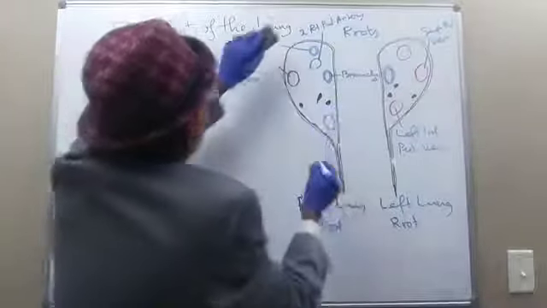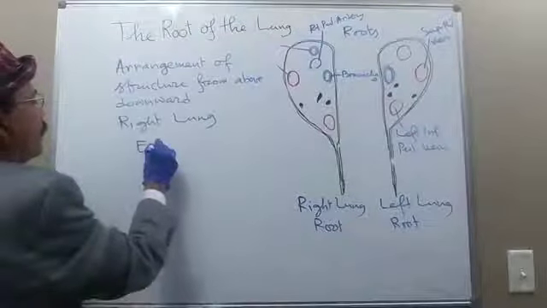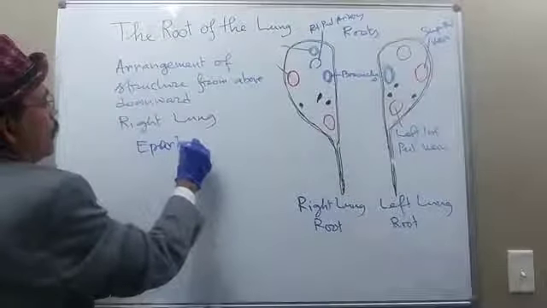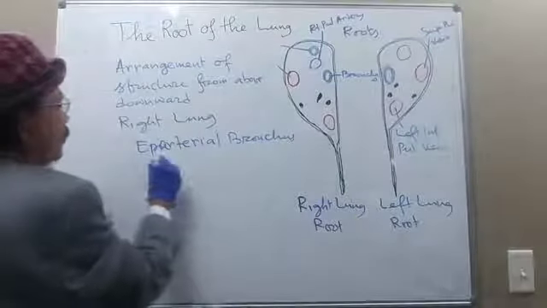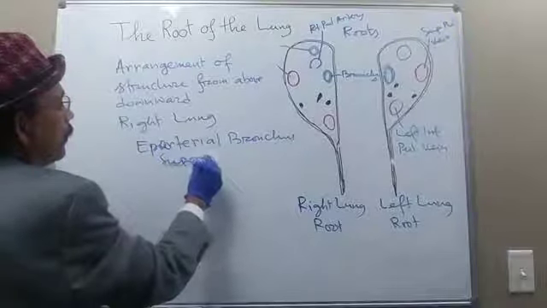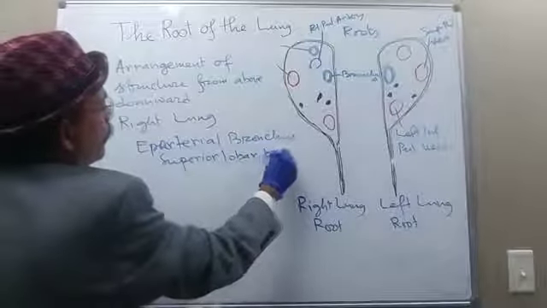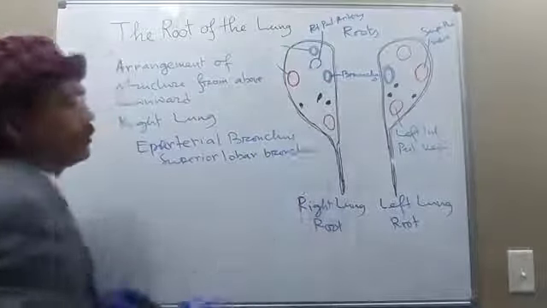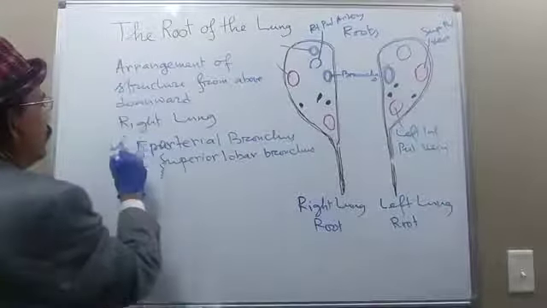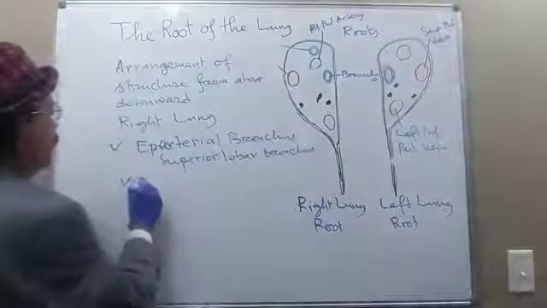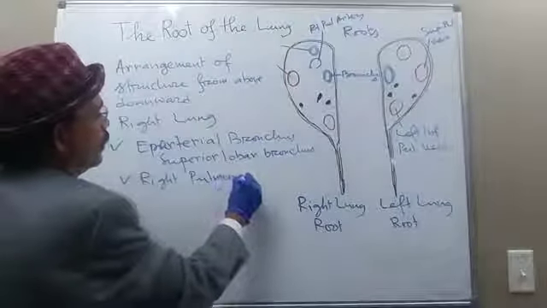You can put the number here. Now, this is the eparterial bronchus, also called the superior lobar bronchus, because it is a secondary bronchus that goes to the superior lobe of the right lung. Okay, then the right pulmonary artery.